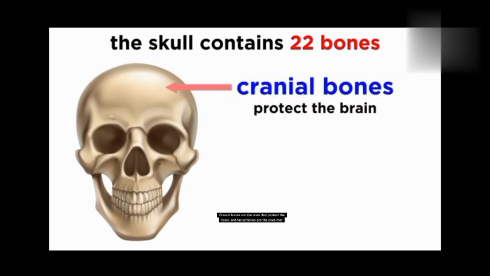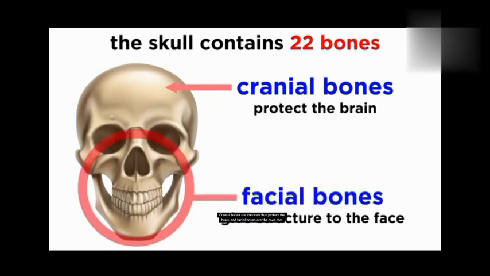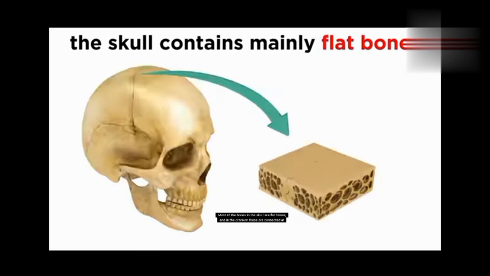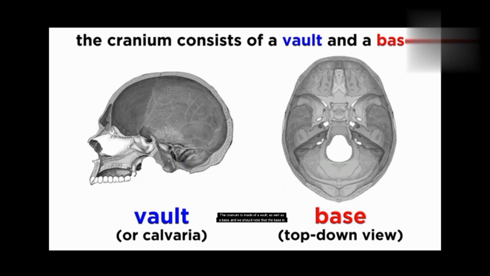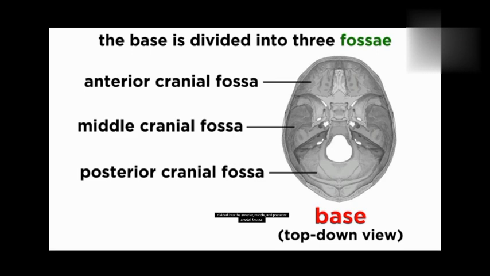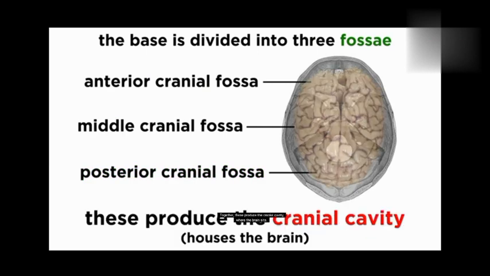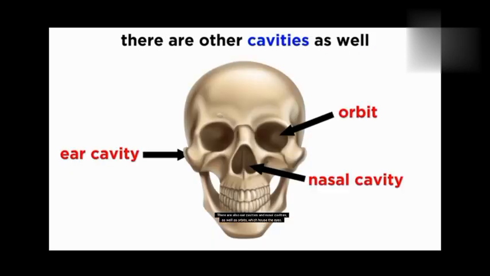Cranial bones are the ones that protect the brain, and facial bones are the ones that give structure to the face. Most of the bones in the skull are flat bones, and in the cranium, these are connected at serrated lines called sutures. The cranium is made of a vault as well as a base, and we should note that the base is divided into the anterior, middle, and posterior cranial fossae. Together, these produce the cranial cavity, where the brain sits. There are also ear cavities and nasal cavities, as well as orbits, which house the eyes.